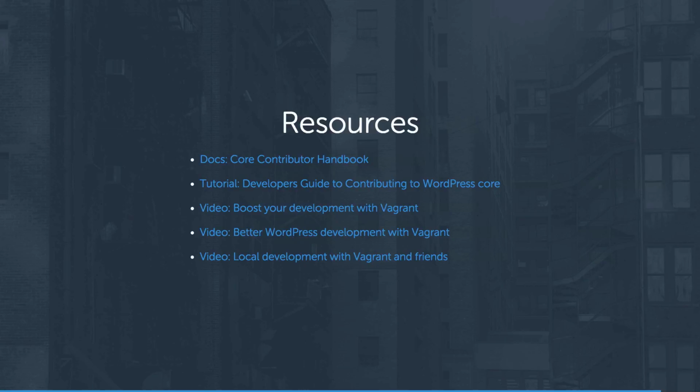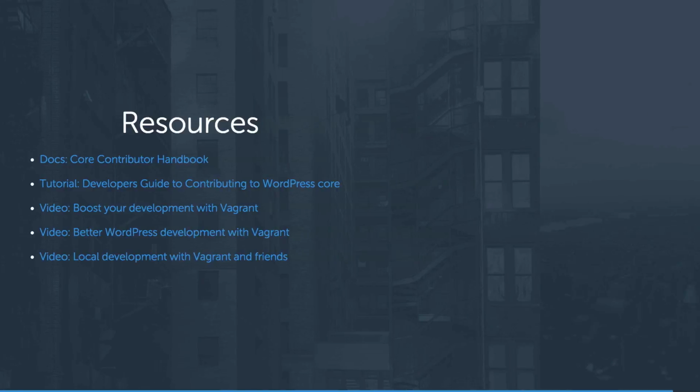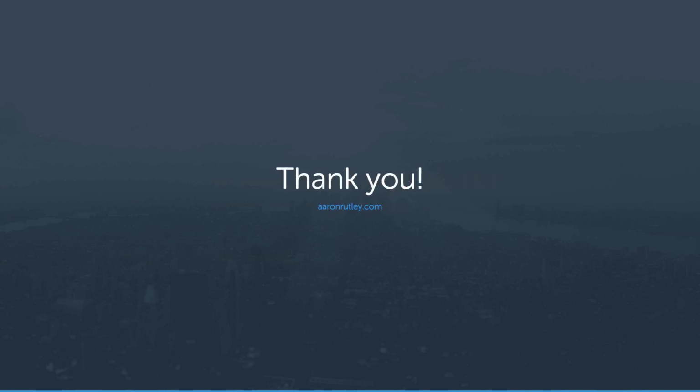So I've just put together a quick list of resources. The main thing you probably want to look at is the core contributor handbook. That's got pretty much everything that I've covered here, but in a lot more depth. There's also a nice tutorial on contributing to WordPress there, and there's a few videos from WordPress.tv that cover Vagrant and a few of these similar things. And that's all. So, cheers.